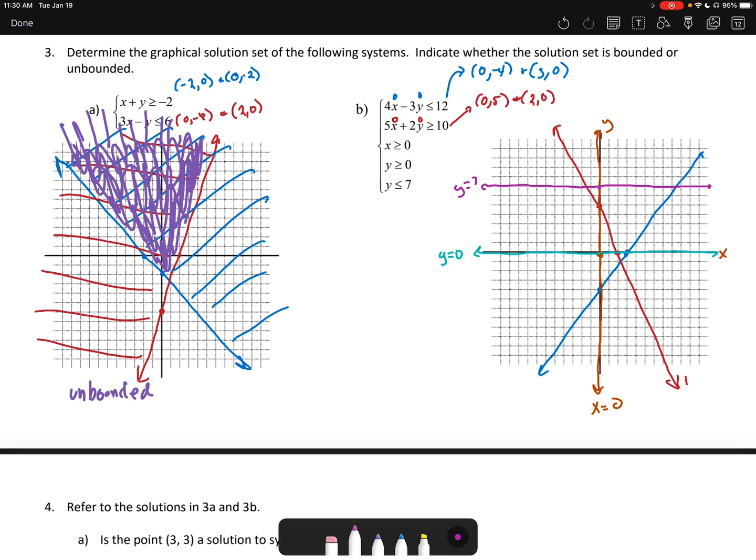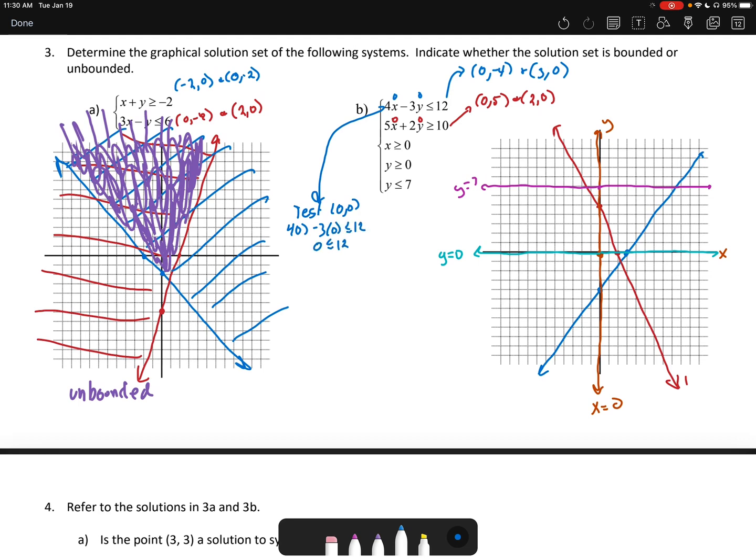So we have quite a lot going on here. We need to do some test points for these top two. So I'm going to go back and grab my blue. So a test point for this one, we can test 0, 0. It's available.